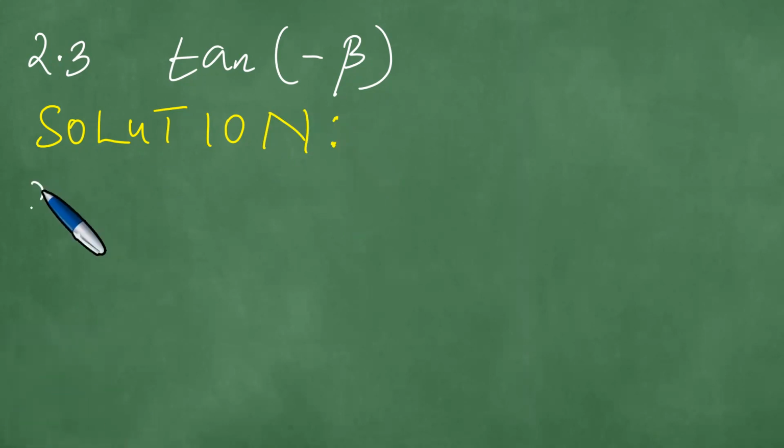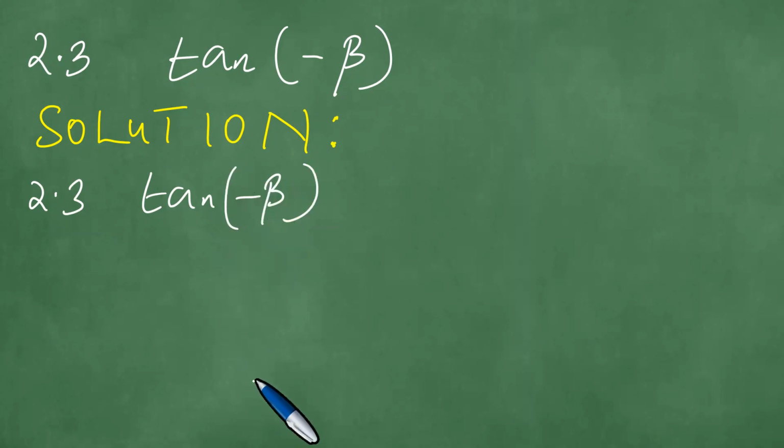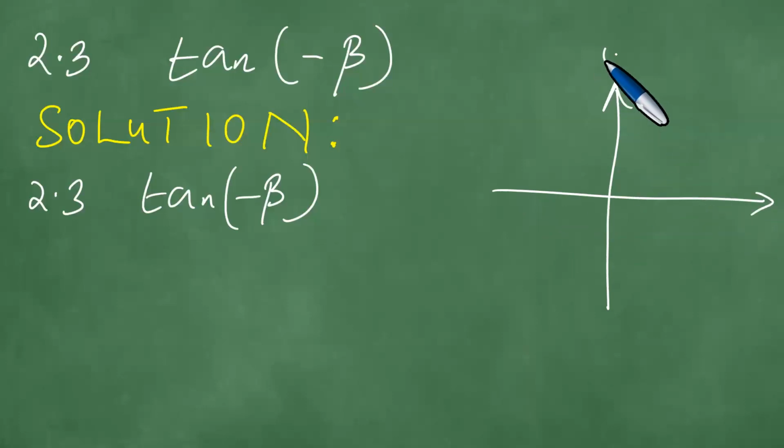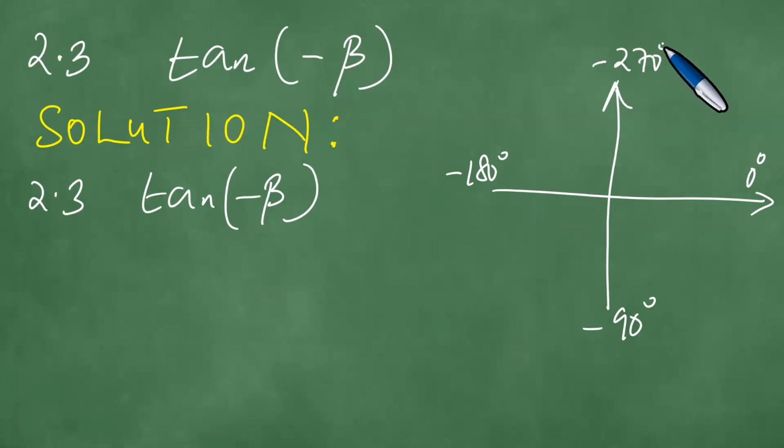Okay, what is the answer here? Okay, the tangent of minus beta. In which quadrant is minus beta? Okay, we do this. 90 degrees. Okay, we start here at 0 degrees. Minus 90 degrees. Minus 180 degrees. Minus 270 degrees, minus 360 degrees.